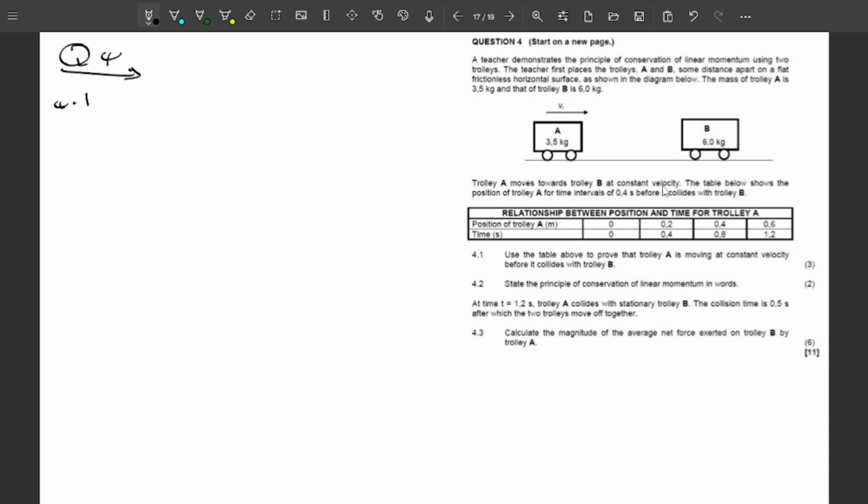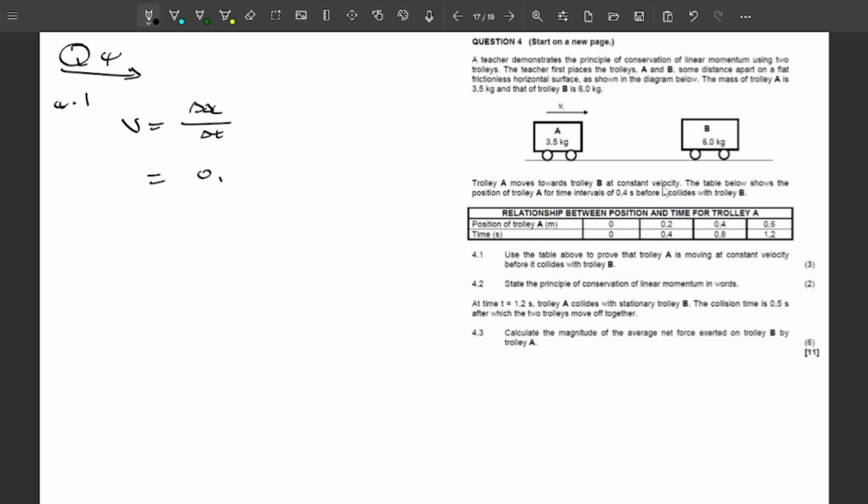Now, what is the first question? 4.1. Use the table above to prove that trolley A is moving at a constant velocity before it collides with trolley B. In order to prove that, you have to know the formula for velocity. The formula for velocity is v equals change in x over change in t, the displacement over time. We've been given the position, the displacement. You can choose any points that you want, but you need to have the initial and the final. If I use 0.6 as the final and 0.4 as the initial and subtract both of them, I'm going to get 0.2. So it's no use. Let's just use the 0 and the 0.2.